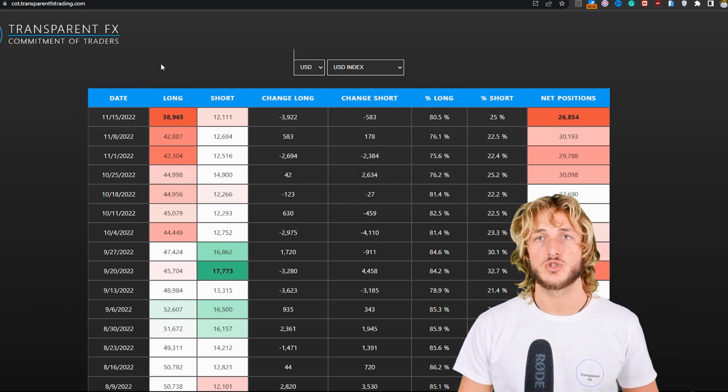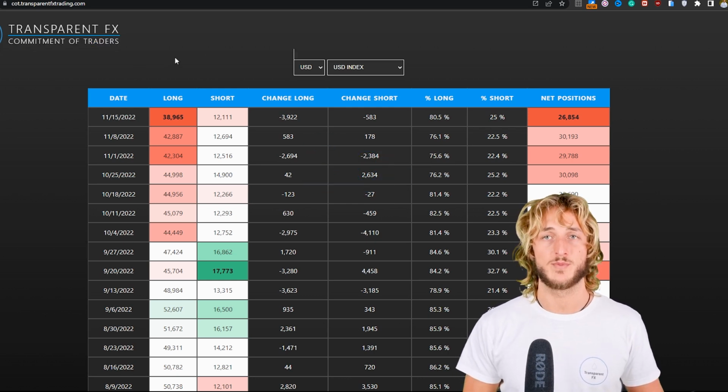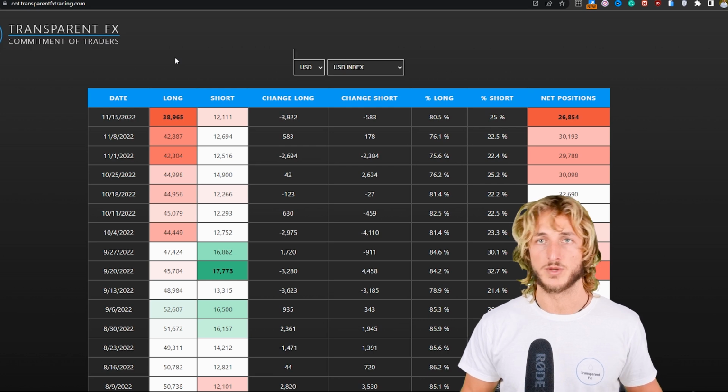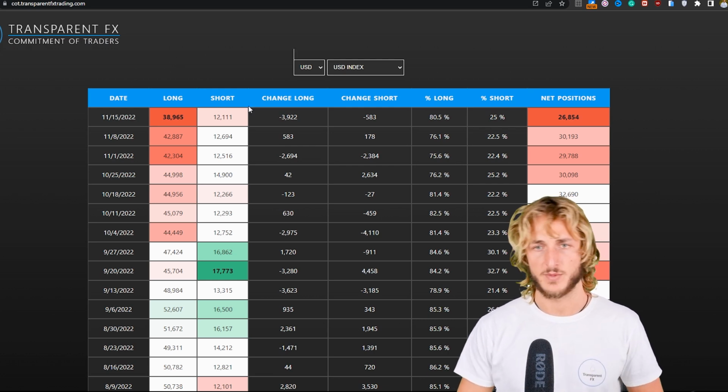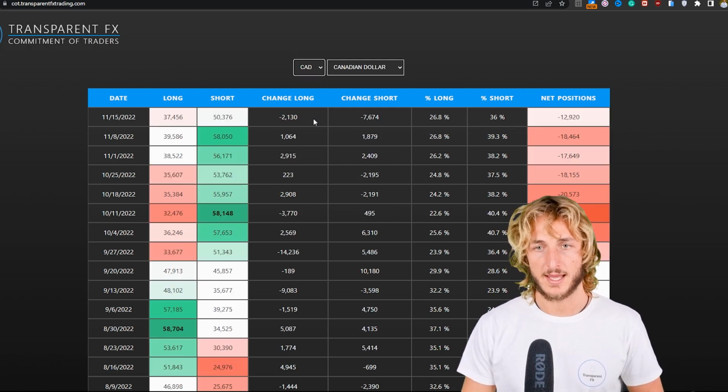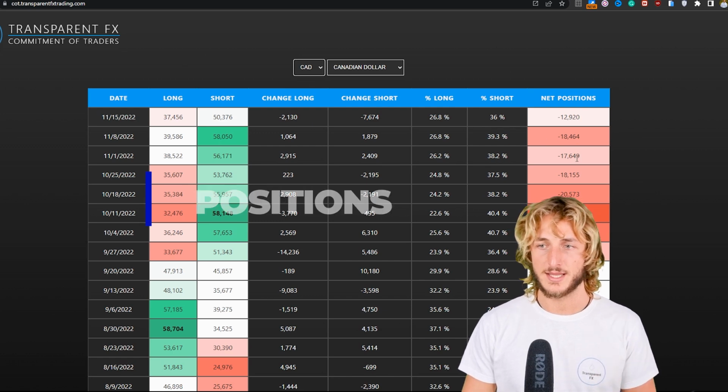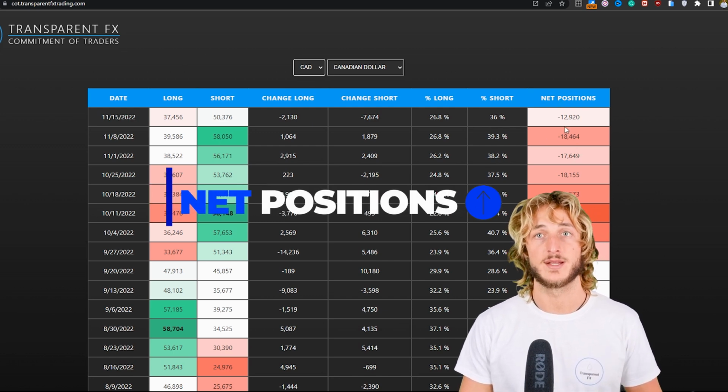So the COT data, which is what the non-commercials, so the biggest speculators in the market, are doing, which are the big players in the market. Now, if we go and see what we have on the CAD, we can see that lately, with the last reports, net positions have been increased.